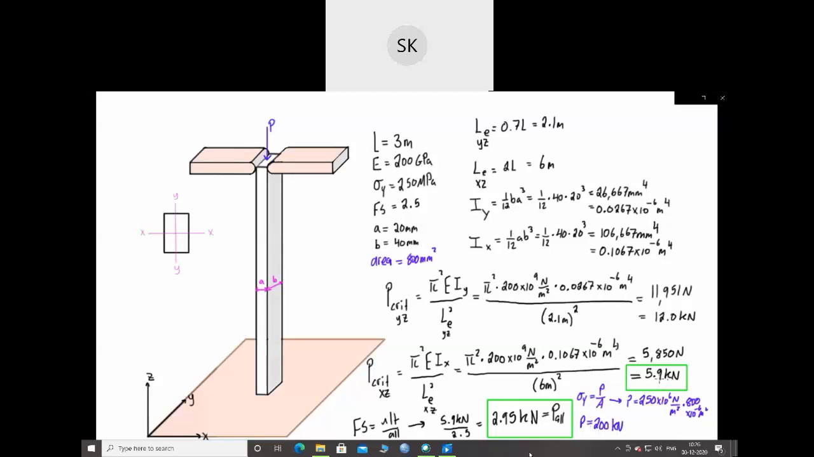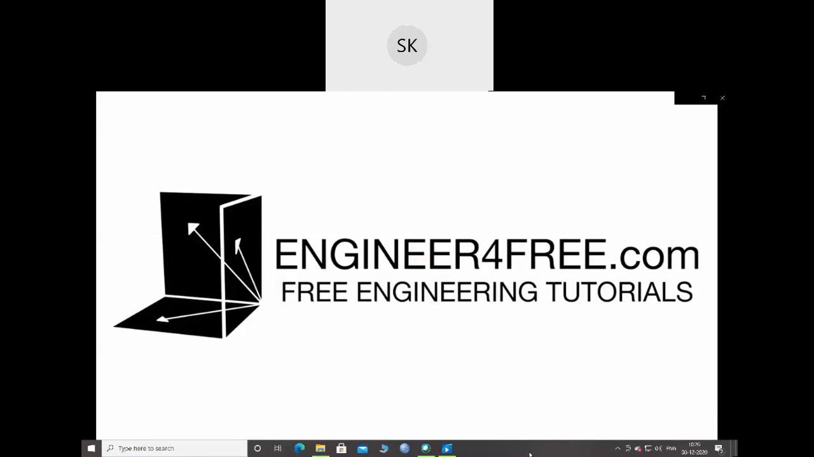So 200 kilonewtons is way bigger than 5.9 kilonewtons, and it makes sense. This is an extremely slender column. It's only 2 centimeters by 4 centimeters in its cross-sectional dimensions, and it's 3 meters long. So no wonder this thing is going to buckle way sooner than it yields.